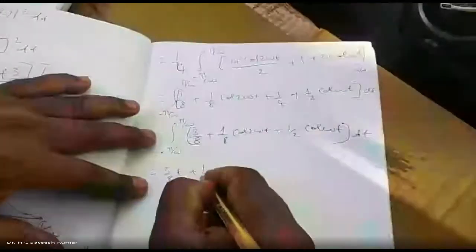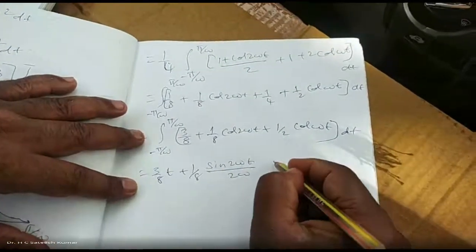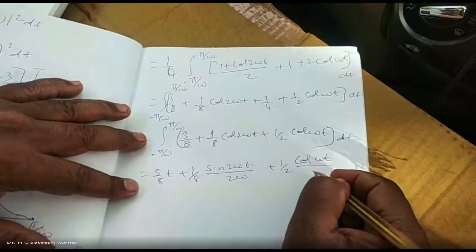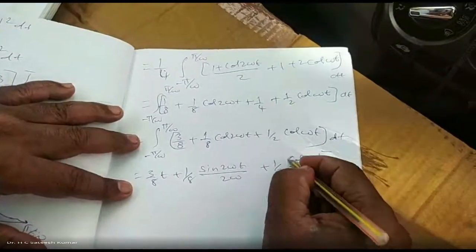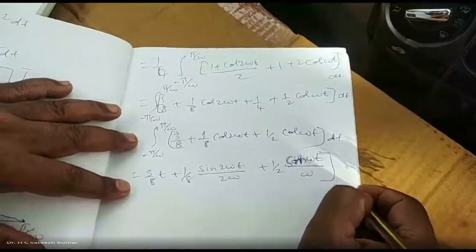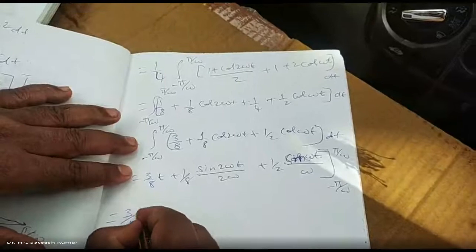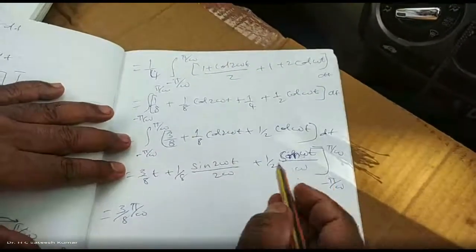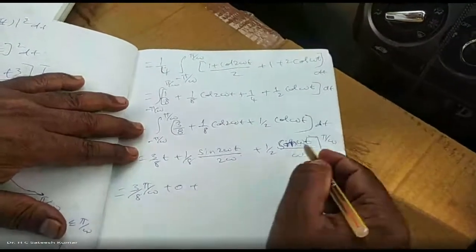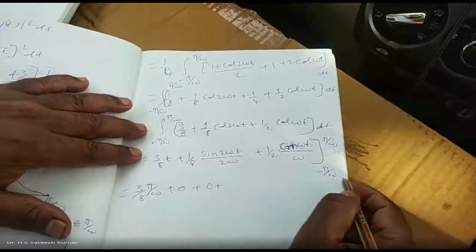Integrate this one: 3 by 8 t plus 1 by 8 into, since it is cos, sin 2 omega t divided by 2 omega, plus 1 by 2 cos of omega t integrated is sin of omega t divided by omega, between the limits minus pi by omega to plus pi by omega. This is equal to 3 by 8 into pi by omega. Upper limit first I'll do it. Pi by omega, omega gets cancelled, sin 2 pi is 0, plus... Pi by omega, omega gets cancelled, sin pi is what? 0.